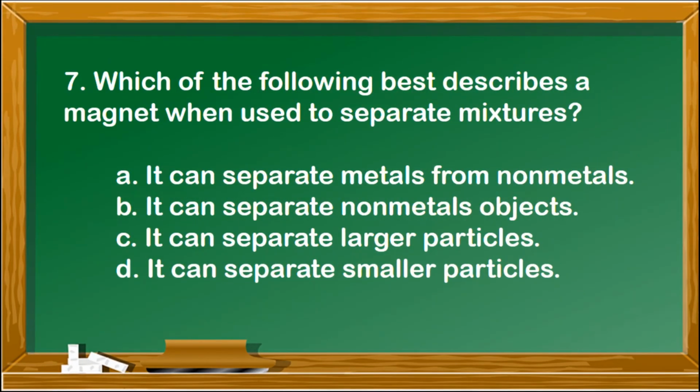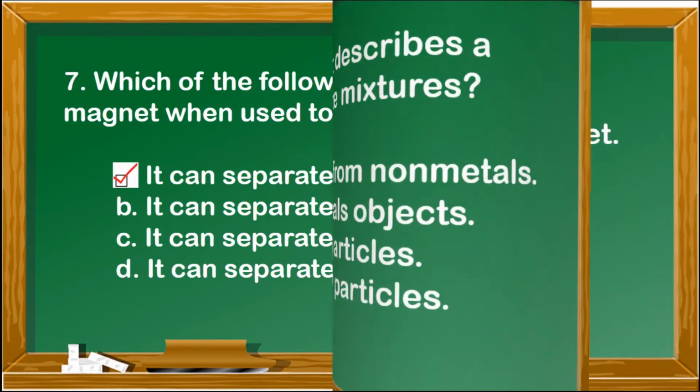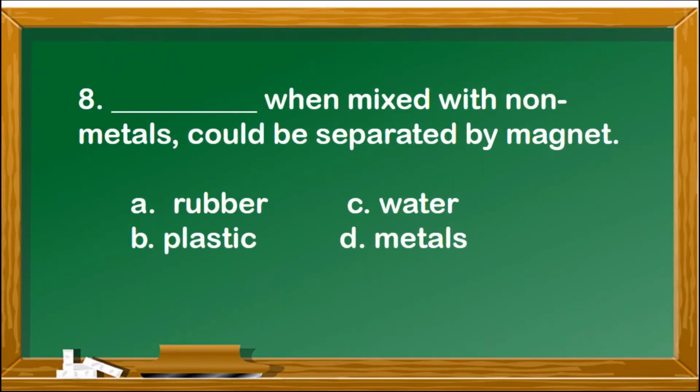Number 7. Which of the following best describes a magnet when used to separate mixture? A. It can separate metals from nonmetals. B. It can separate nonmetals objects. C. It can separate larger particles. And D. It can separate smaller particles. Correct answer, it can separate metals and non-metals. Number 8. Blank, when mixed with non-metals, could be separated by magnet.